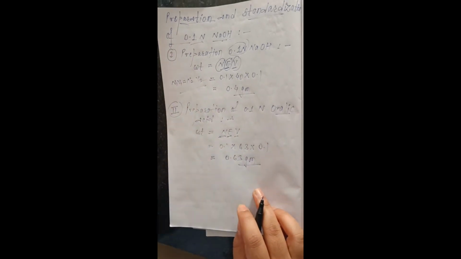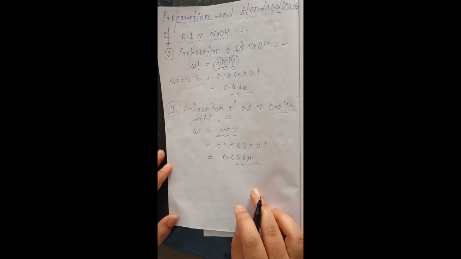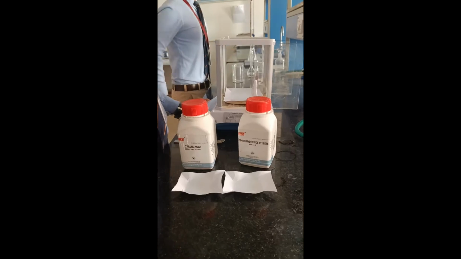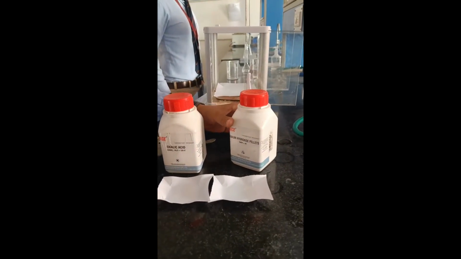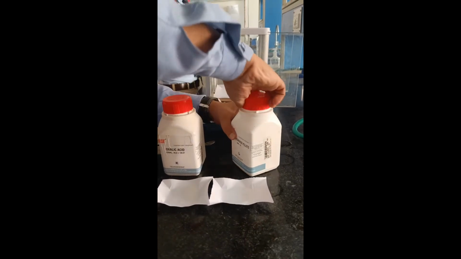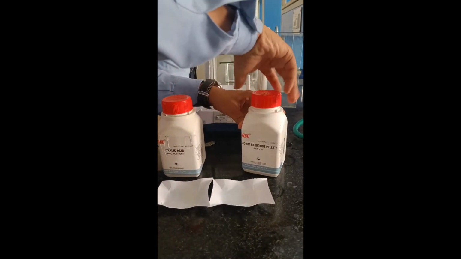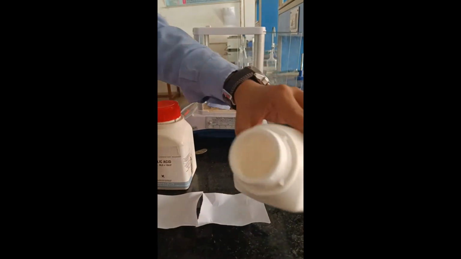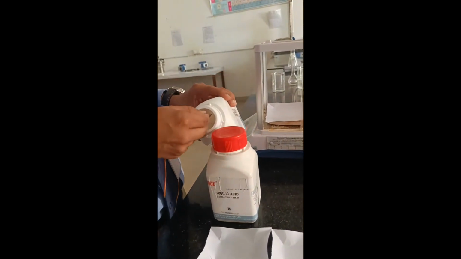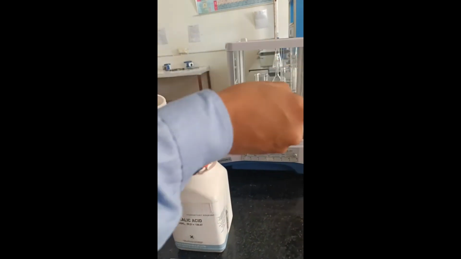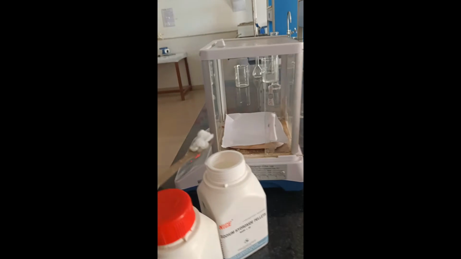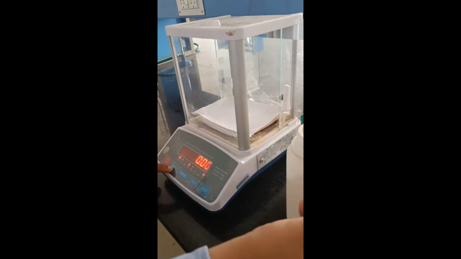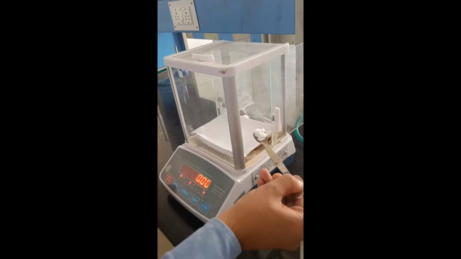Now we will proceed to the reagent preparation. Let's start with the sodium hydroxide pellets, for which we had calculated earlier about 0.4 gram. Here we can see the sodium hydroxide pellet sample is like this. We have to take 0.4 gram. So first of all, tare our machine to zero. So let's start.